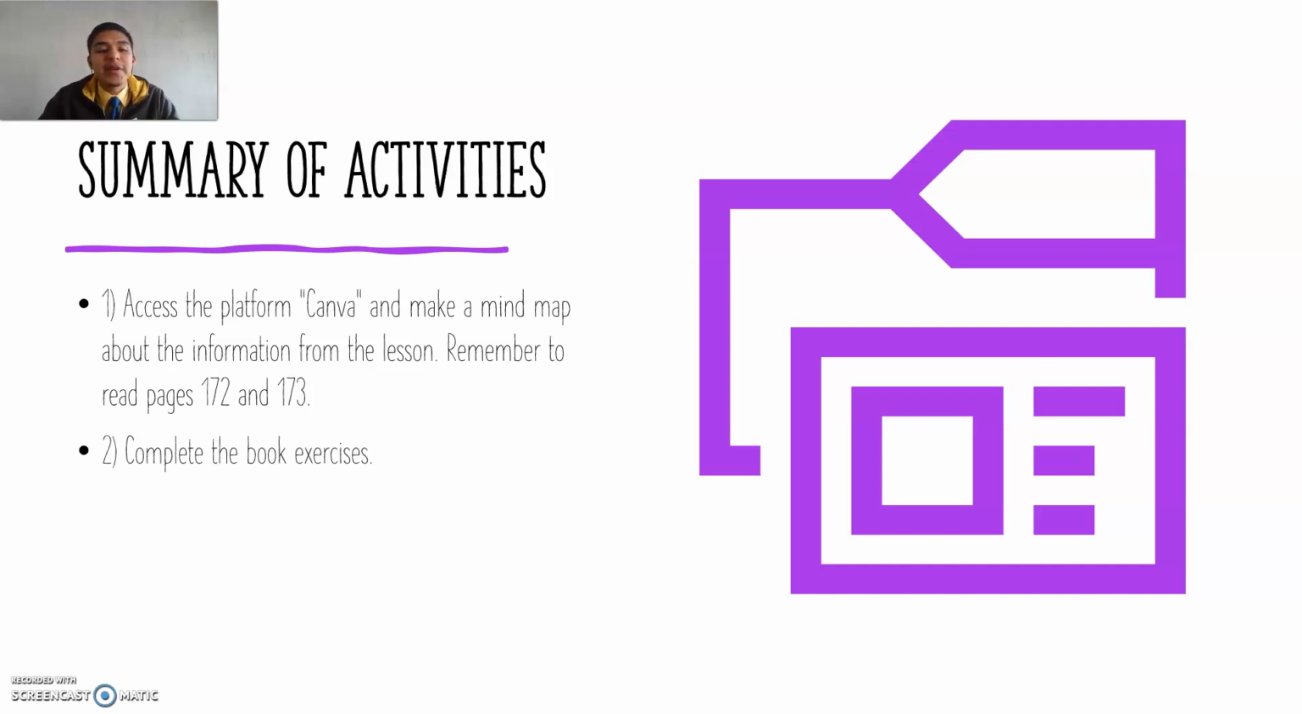Number 2, complete the book exercises. And if you have your book with you, you can complete the exercises directly in your book, and if you don't, you can complete them in your notebook. Just make sure to have 2 different sections, one section for the activities in the notebook and one section for the exercises of the book.